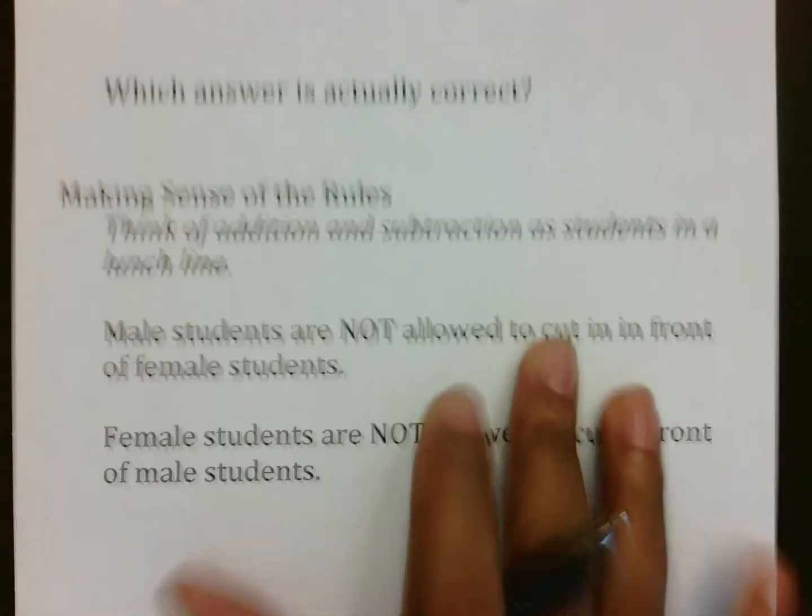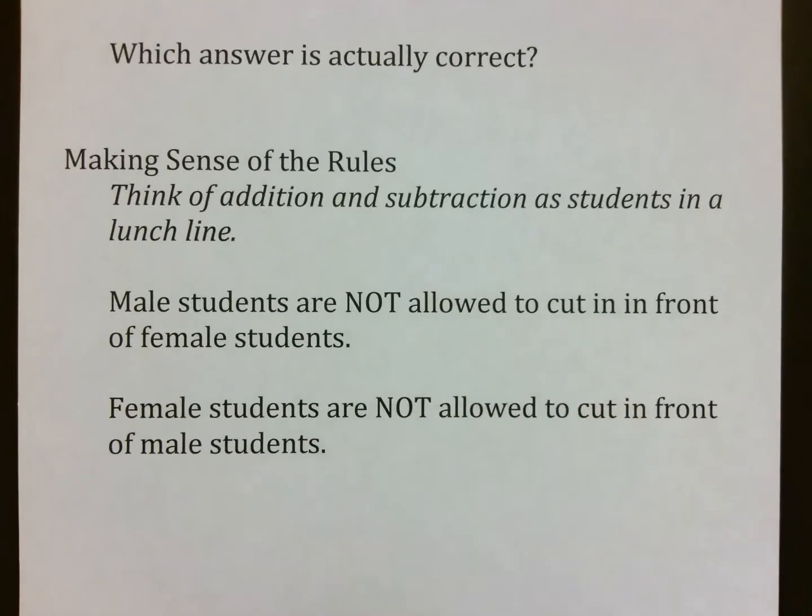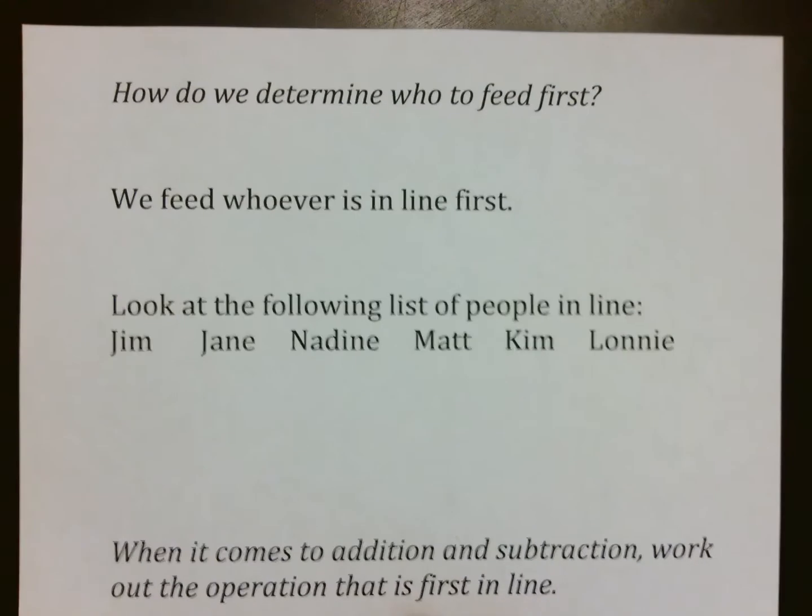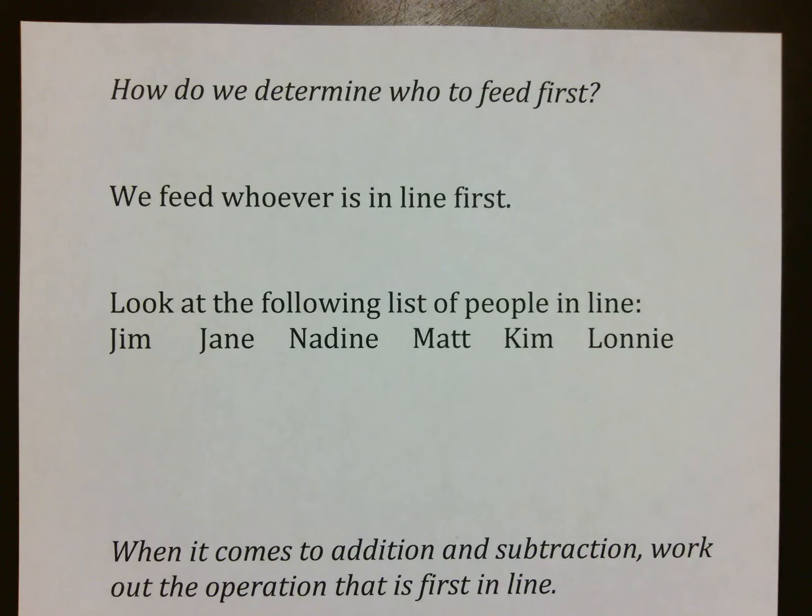In terms of the rules, I think that order of operations works better if you can make sense of it. And so what I would do is I would think of addition and subtraction as students in a lunch line. When you think about a lunch line, male students are not allowed to cut in front of female students just because they're males. And also females are not allowed to cut in front of male students just because they're females. So pretty much the way you determine who to feed first is you feed whoever is in line first. So it does not matter about your gender, it just matters who showed up first.